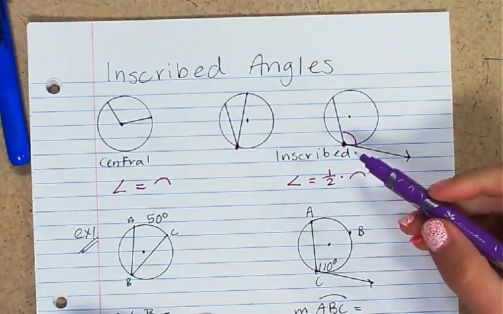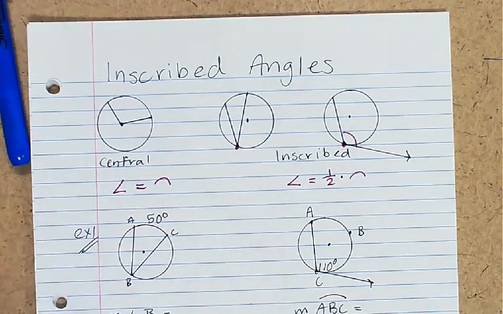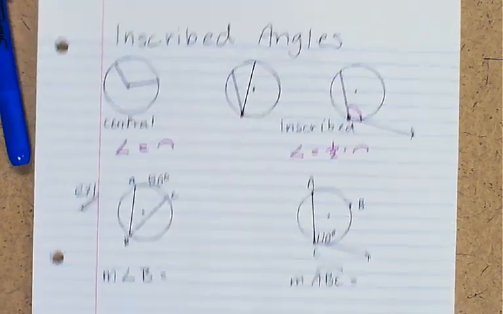Of means multiply. So the angle is half the arc. I like to use this equation to help me set up my problems when I'm solving for angle measures so that I don't accidentally double or half the wrong thing.